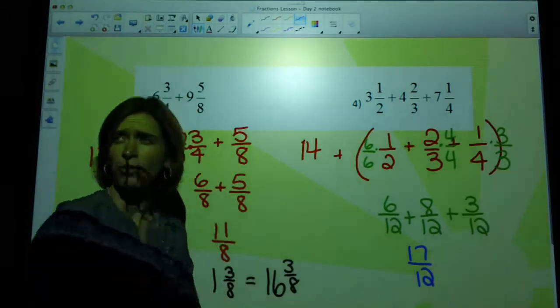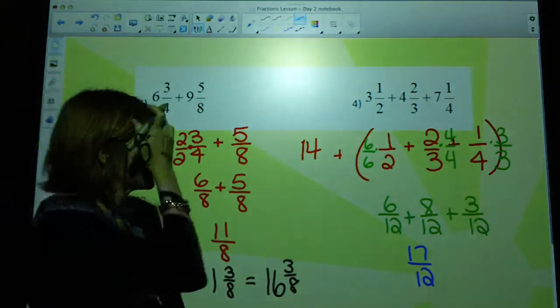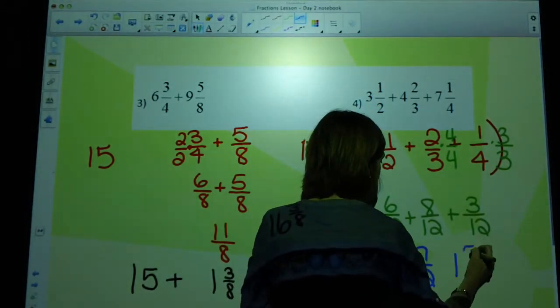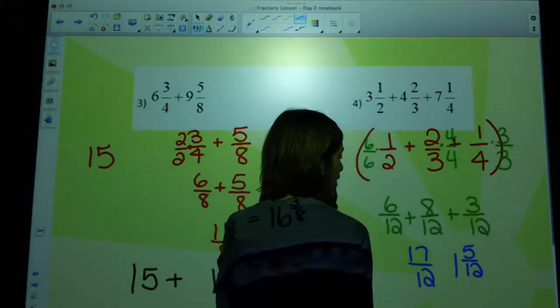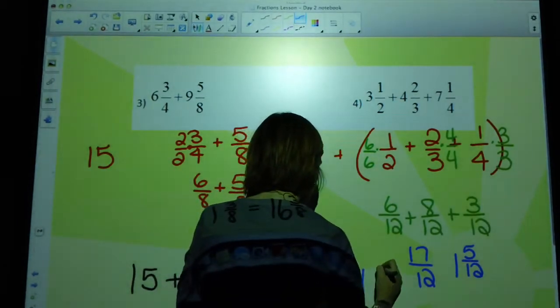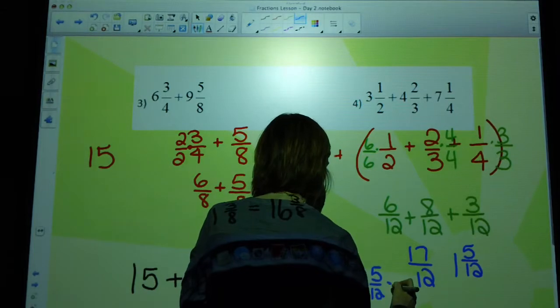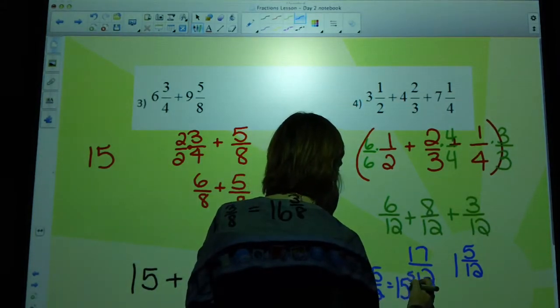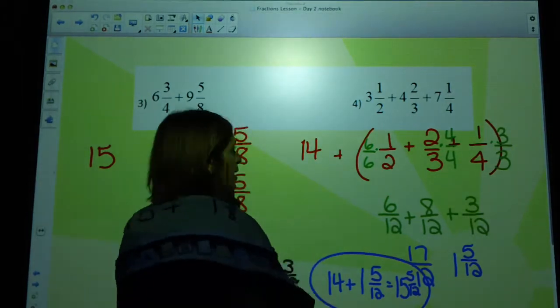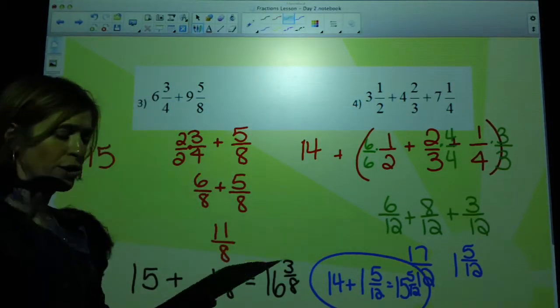It's an improper fraction, so I'm going to turn it into a mixed number. 17 divided by 12 goes in one time, and I'm left with 5. So 1 5/12. So I have 14 plus 1 5/12, which gives me 15 5/12. I'm sorry, I'm kind of squishing it in here. But again, this should all be just review for you.